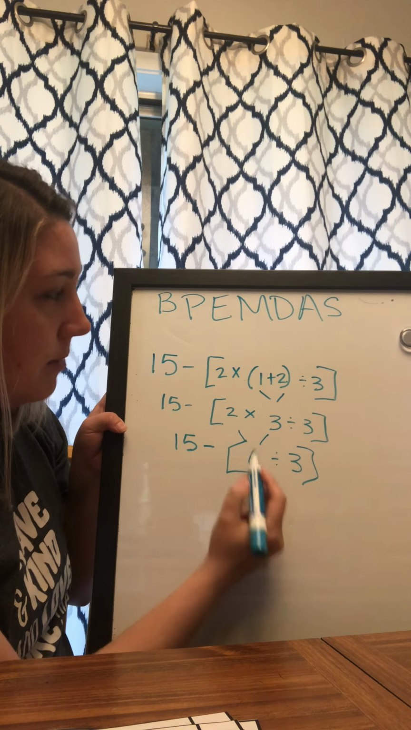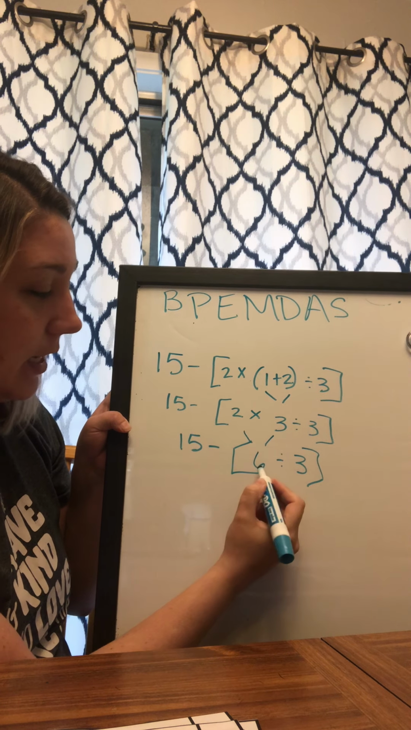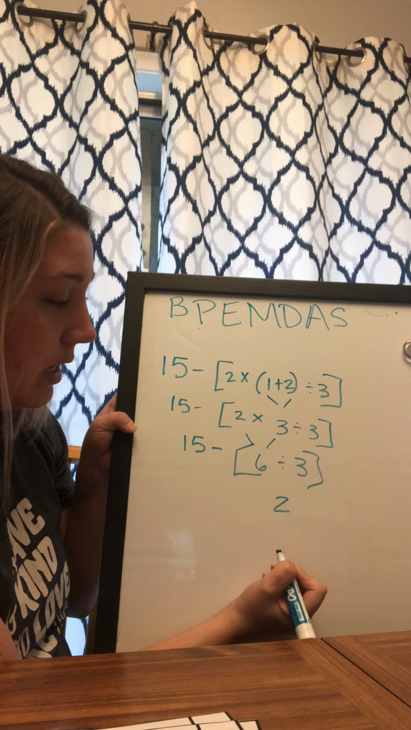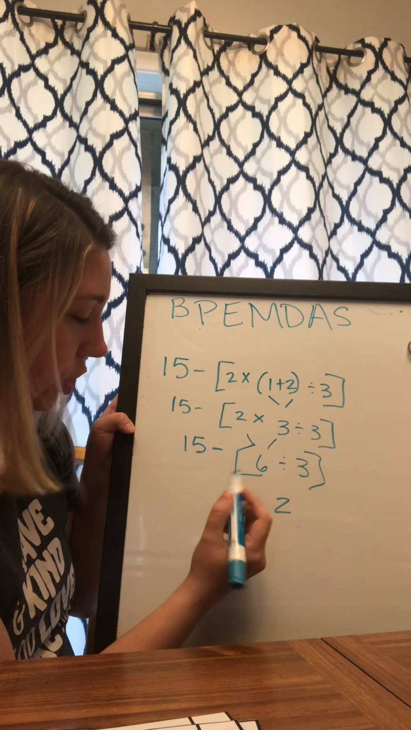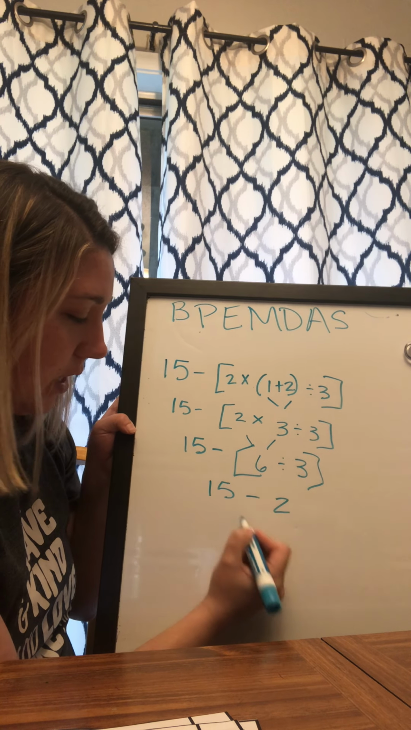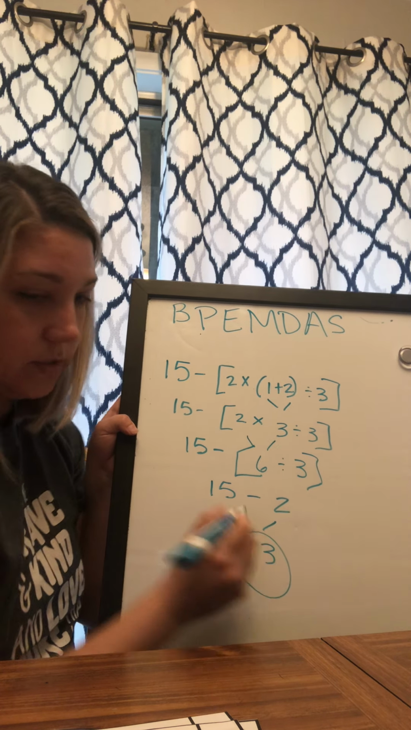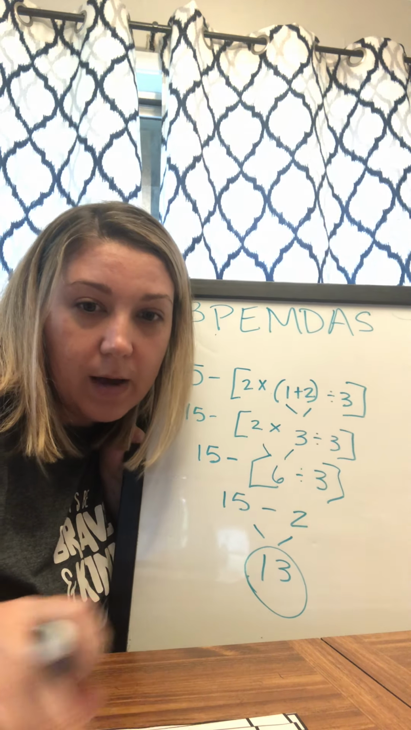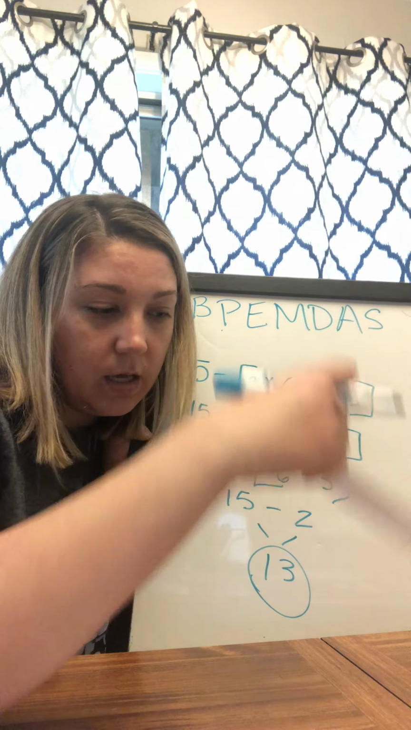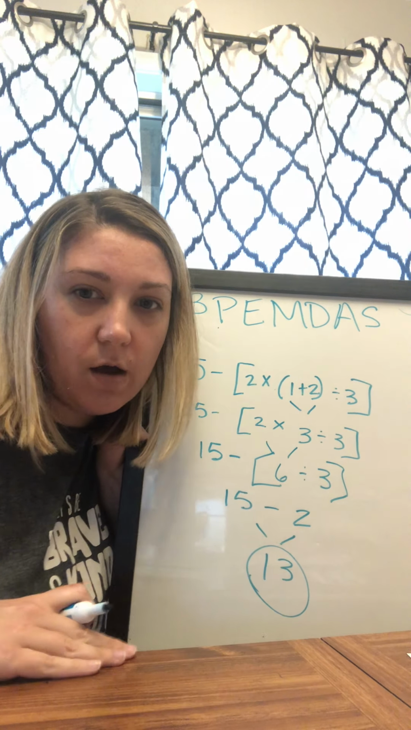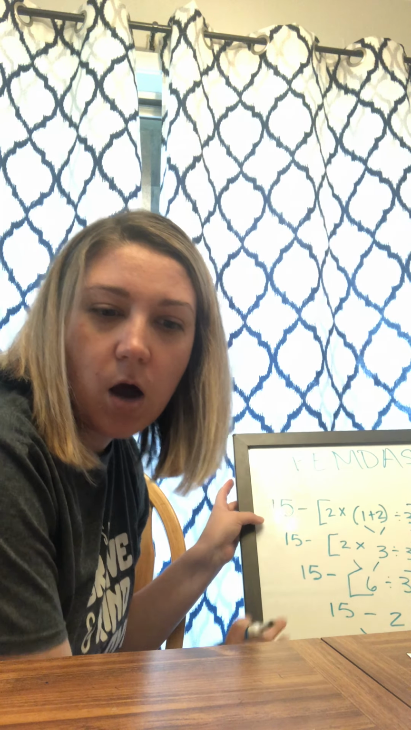So now I have my brackets. I don't have any parentheses, any exponents, but I do have a division sign. 6 divided by 3 is 2. I can drop my bracket now because I do not have an operation. So 15 minus 2, 13. That's my answer. I'm going to go and look through my pile, all of these strips, and I find 13, and that is the next problem that you will solve. Okay? If you have any questions, let me know, and I'll work through them with you.